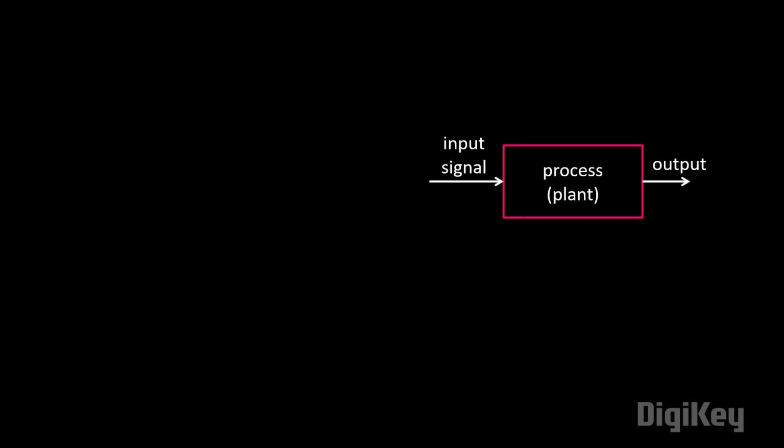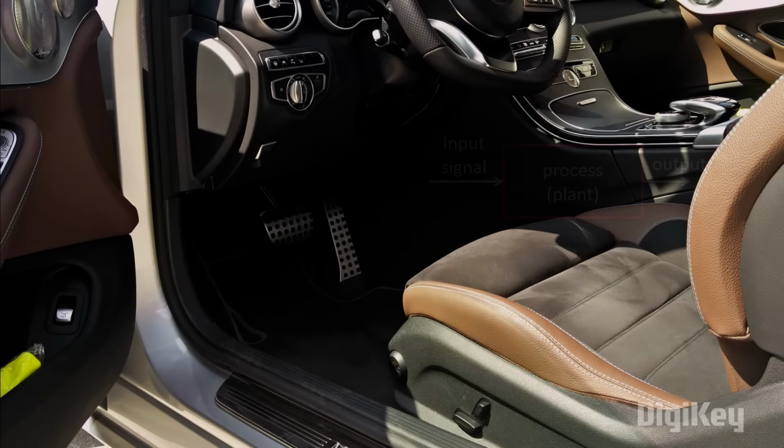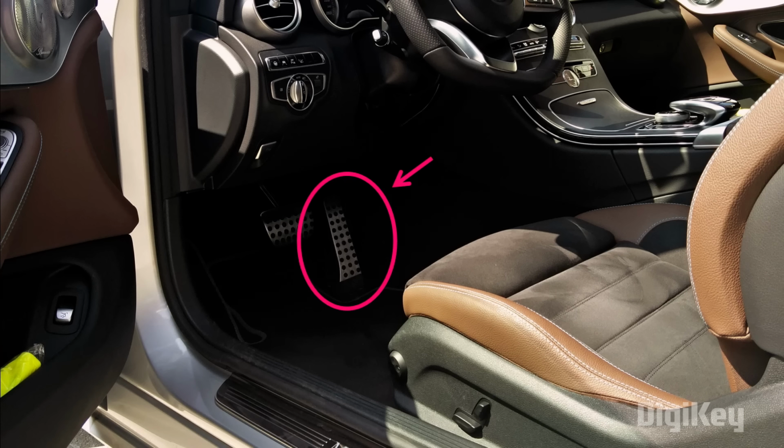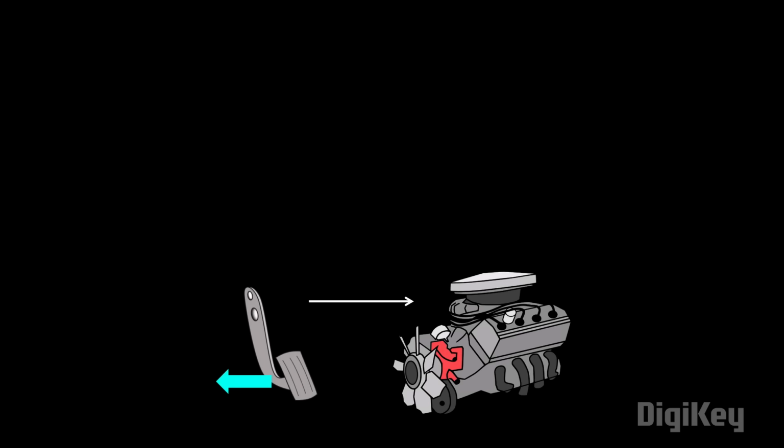While controllers are extremely popular in industrial settings, let's start with a more common example. Most cars have an accelerator, also known as a gas pedal. When you press the gas pedal, the car responds by allowing more air and fuel into the engine. As a result, your engine produces more power, which increases your speed.